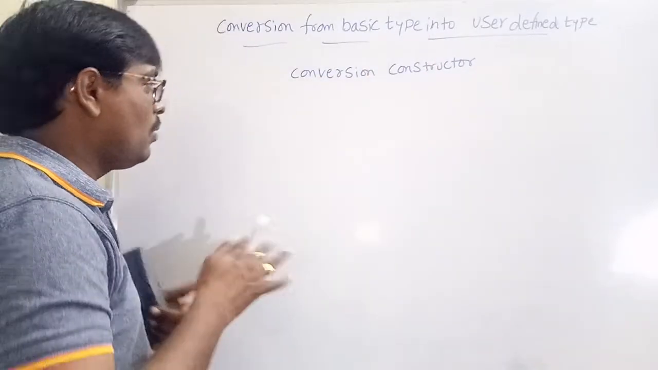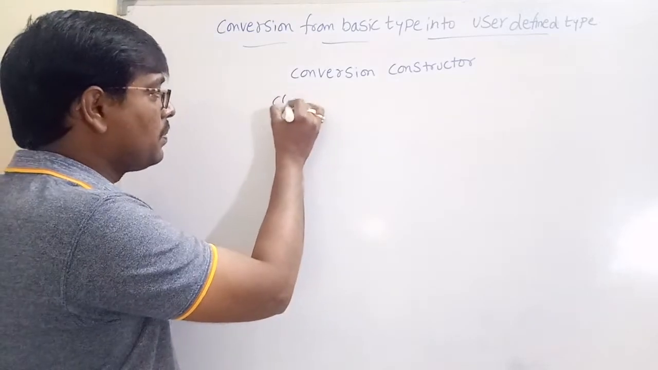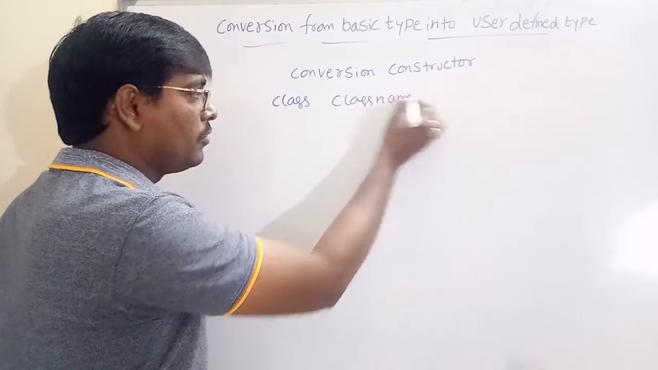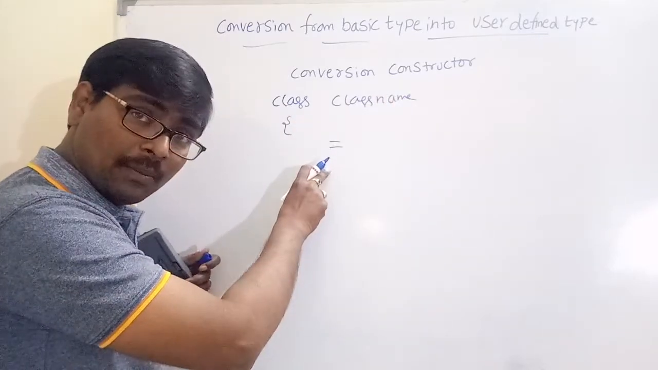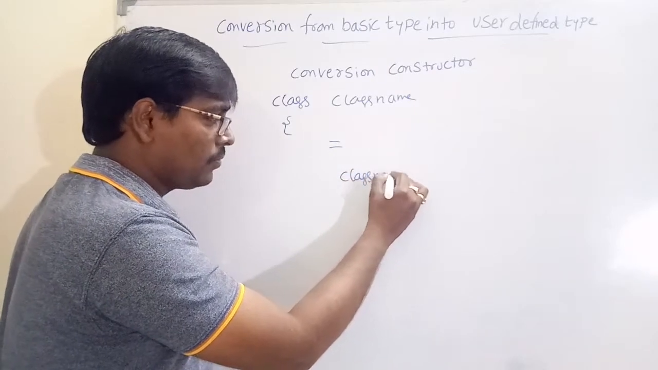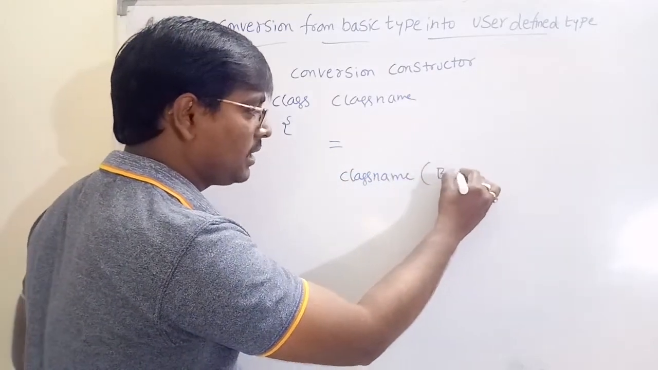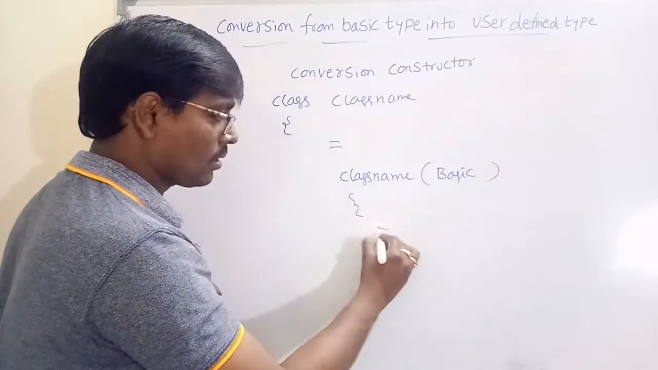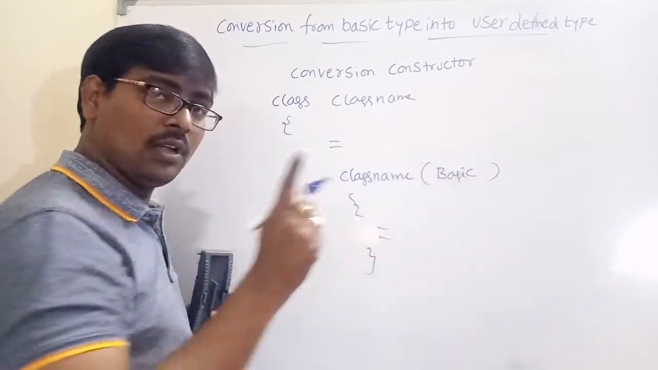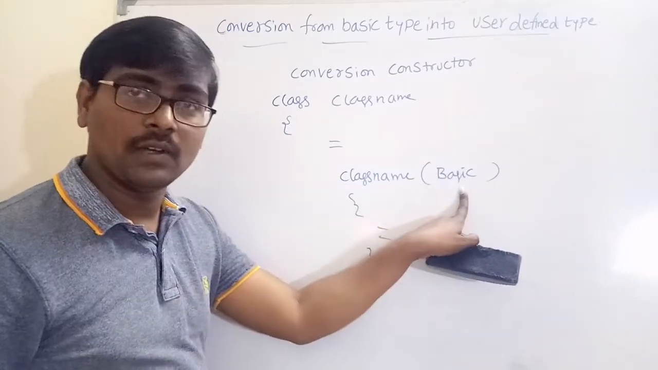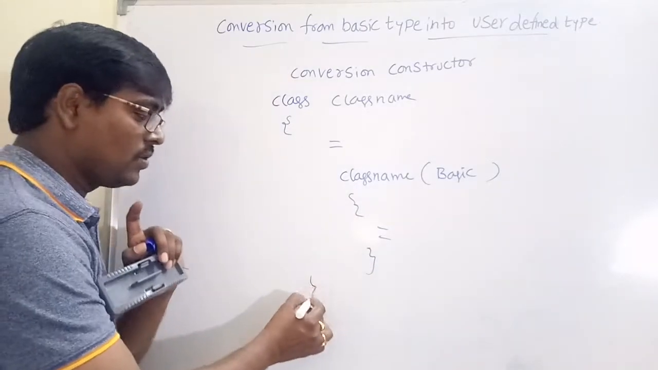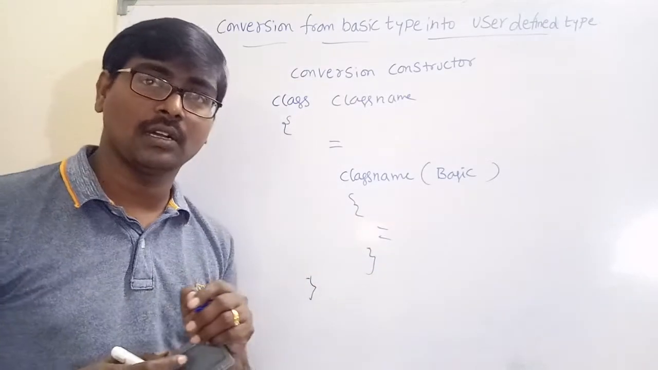Okay. So what is the syntax? The syntax is simply class name, within the class some data members, along with we have to write class name of basic data type. Because the constructor name and class name are same, it has only one argument and that argument is of type basic, that is either integer, float, etc. Okay, in this way we have defined a conversion constructor.